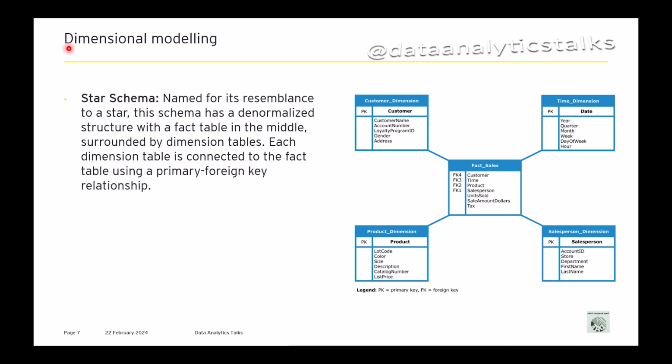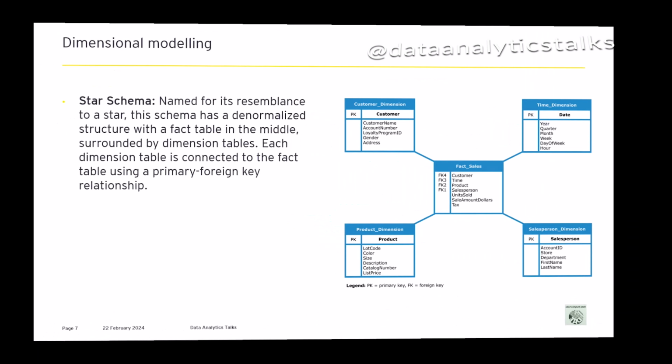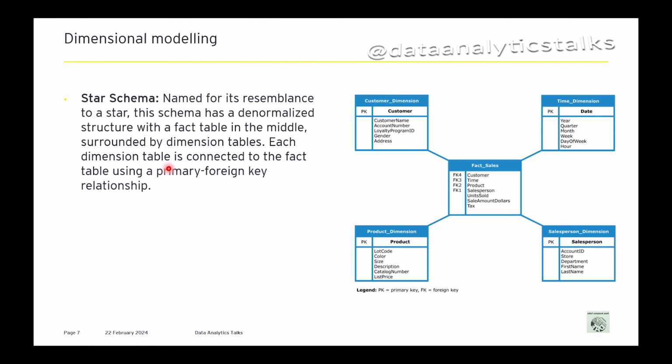When I was discussing dimension modeling, I mentioned the star schema and the snowflake schema. In either case, each dimension table is connected to the fact table using a primary key and foreign key relationship. So that's what we are going to do next. We will relate the dimension tables to the fact table using the primary and foreign key relationship. Let's see how that works in the Erwin model.